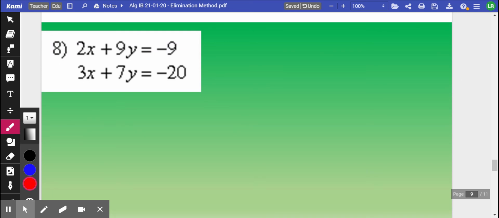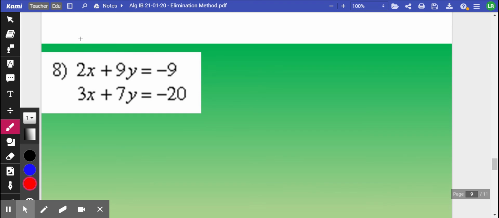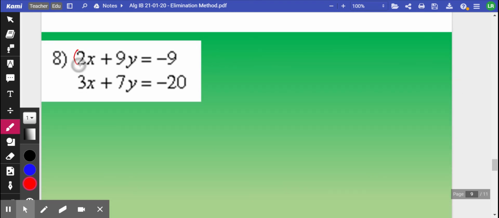Write this one down. 2x plus 9y equals negative 9, and 3x plus 7y equals negative 20. Again, I look at my x's, those add up to 5x, it doesn't help me. I look at my y's, that adds up to 16y, it doesn't help me. I want it to add up to 0. So I have to make my own opposites, okay? Top by the bottom, so the top by the bottom number 3, bottom by opposite of the top, so times negative 2.